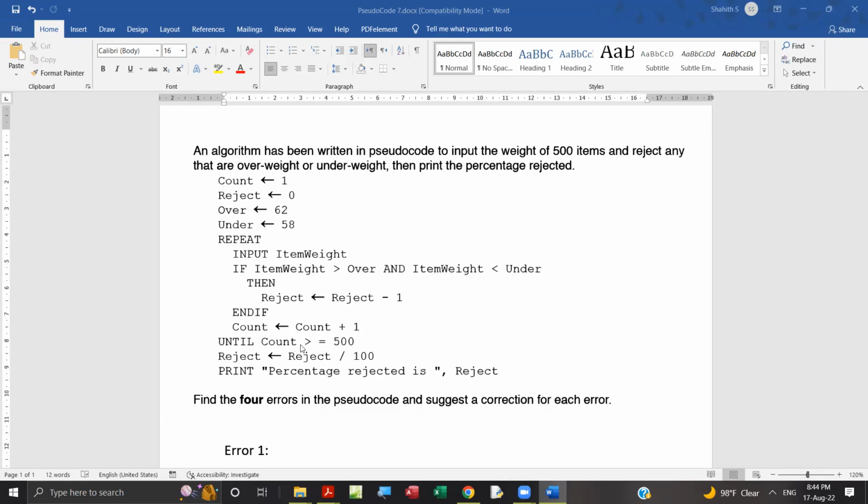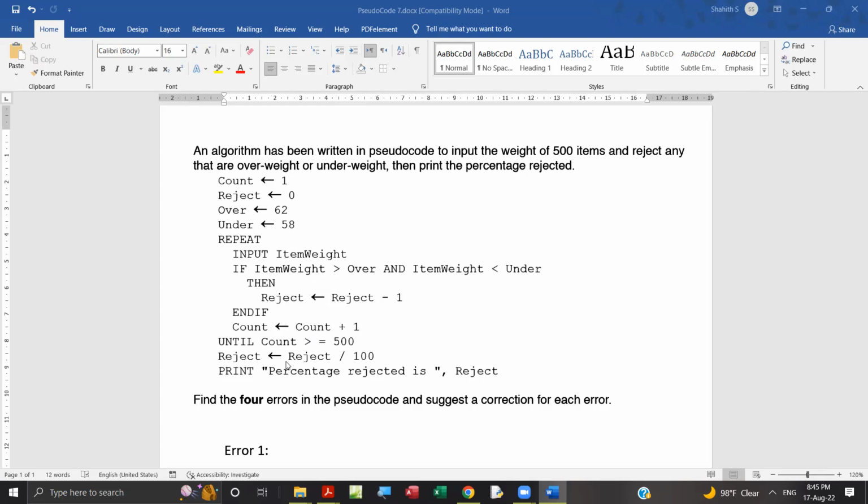If you remove this equal to, 500 greater than 500 is false, so it will repeat. We can input the 500th item weight, then it will proceed and it becomes 501. So we need to stop. So 501 is greater than 500. Now it's true, so it will terminate.